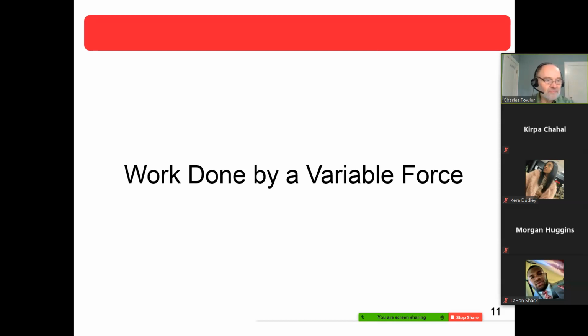All right, a little bit of review of where we are and where we are going. We're in Chapter 7, Applications of Integration. We've talked about several applications. Now we're dealing with work. The work done by a constant force didn't require any calculus at all. That was the first page in Chapter 7.5. Now we're getting into where calculus comes into play. Work done by a variable force.